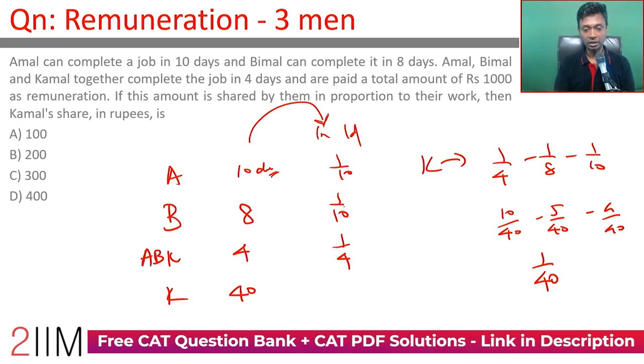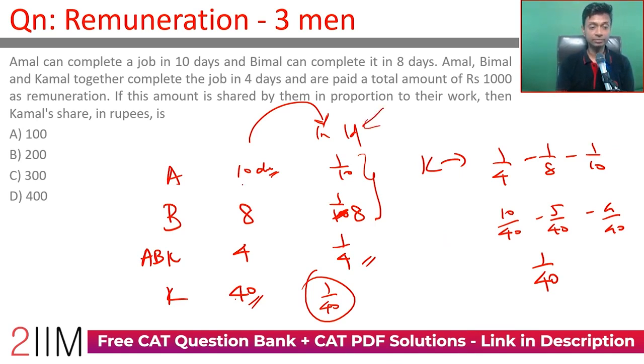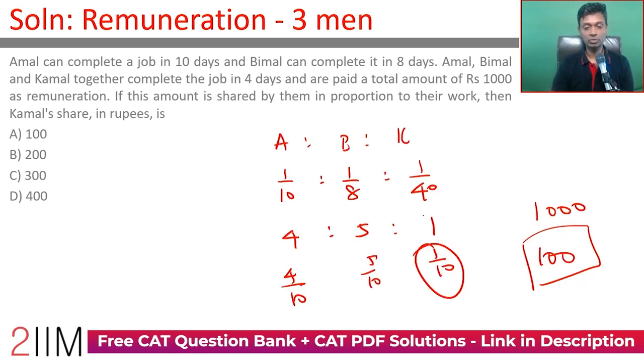So 1/10, sorry, this is 1/8. Add these two, subtract from this, and we'll get 1/40. Or Kamal would have taken 40 days to complete the entire task. They should share ₹1,000 in the ratio of work done, not days taken. Or they should get money in the ratio 1/10 is to 1/8 is to 1/40. Or 4 is to 5 is to 1. Kamal's share is 1/10 of the total, which is 1/10 of 1,000, ₹100.